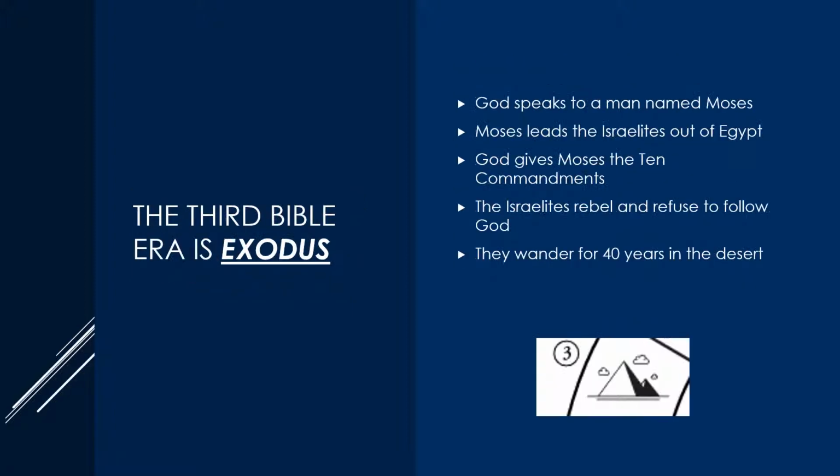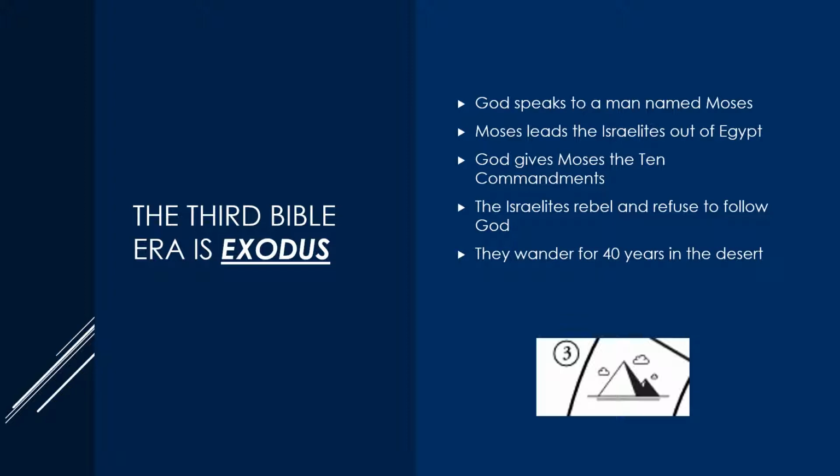As we move ahead on the Bible timeline to the era that happens next, we move ahead by several hundred years to a time period known as the Exodus. You can see our picture here. Most of us, I think, would recognize that as a representation of the pyramids of Egypt. And this time period is associated with the nation of Egypt, as well as with a man by the name of Moses.